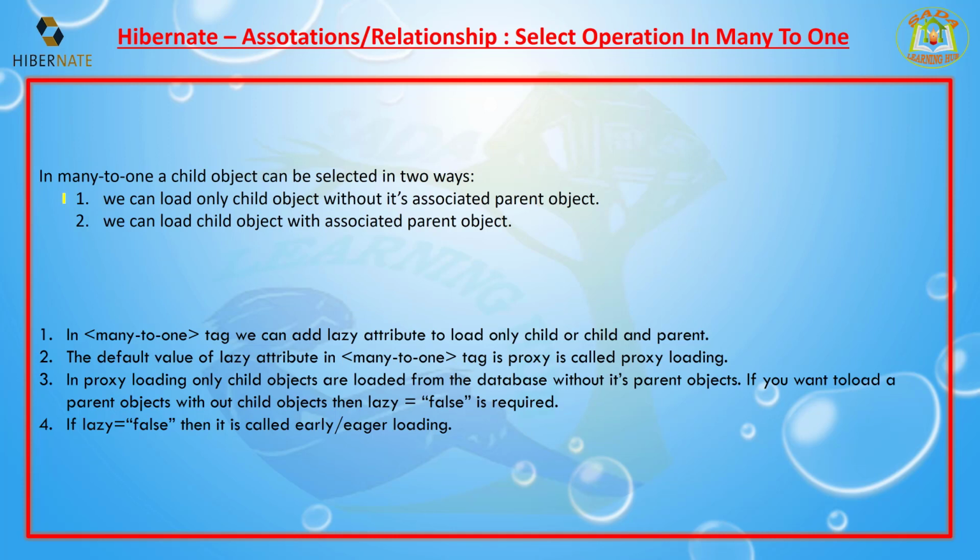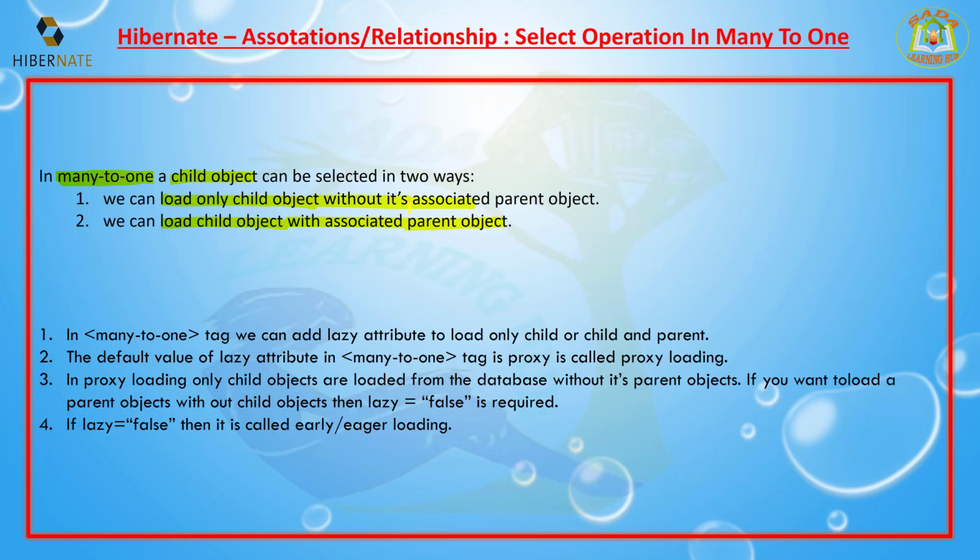if you see in the many-to-one, a child object can be selected in two ways. If you want to select the data in the many-to-one, there are two ways to get the child object. The first one is we can load only the child object without the associated parent object. The second one is we can load a child object with the associated parent object.